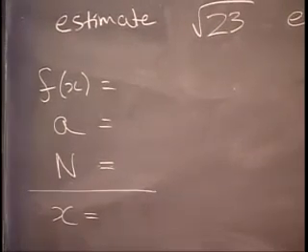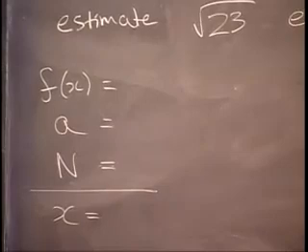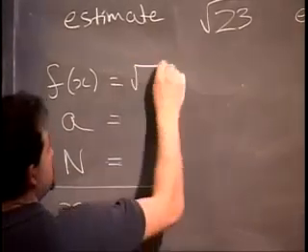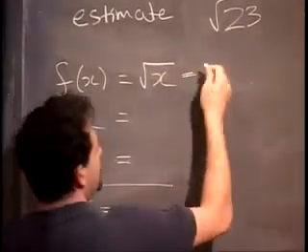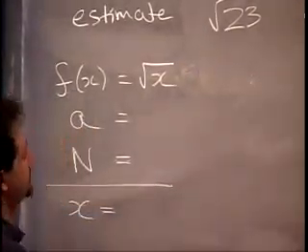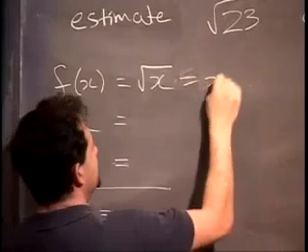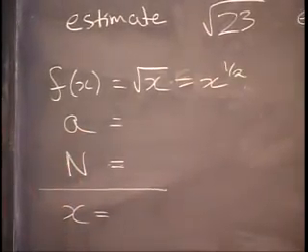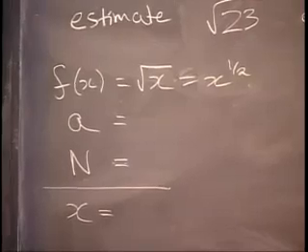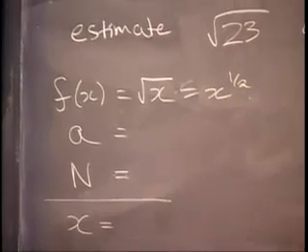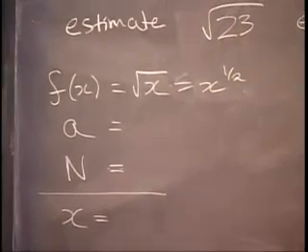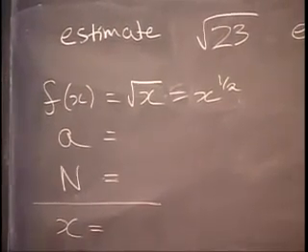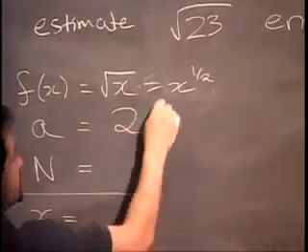Root 23? No, you have to ask, what are you really doing to the 23? You're taking the square root of it. So you have to let f of x be equal to root x, which I'm going to write as x to the 1/2, that's easier to differentiate repeatedly. Okay, a should be a number close to the 23 that we can easily take the square root of. Any candidates? 25. Again, you have to pick that yourself.